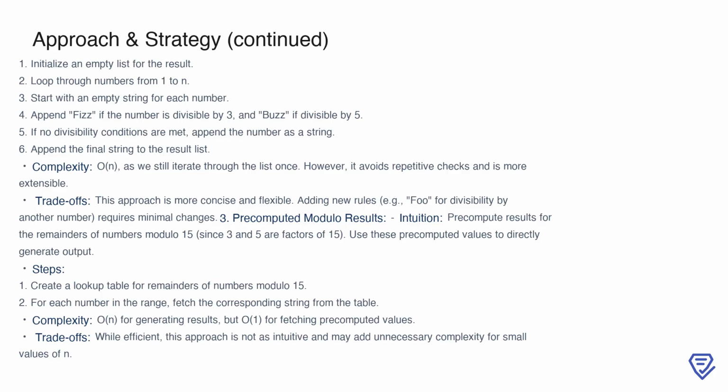Another approach that was considered involves pre-computing modulo results. By creating a lookup table for remainders of numbers modulo 15, we could directly fetch the corresponding output string for each number, which eliminates the need for runtime divisibility checks. However, while this method is efficient, it can feel unnecessarily complex for smaller ranges of n and is less intuitive than the string concatenation approach.